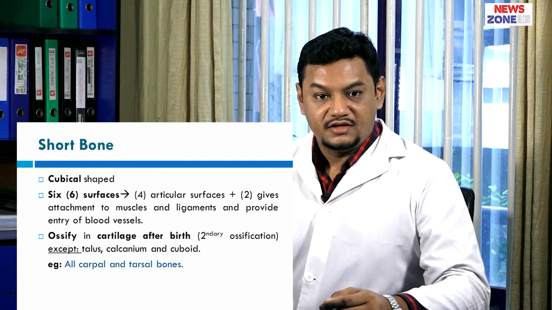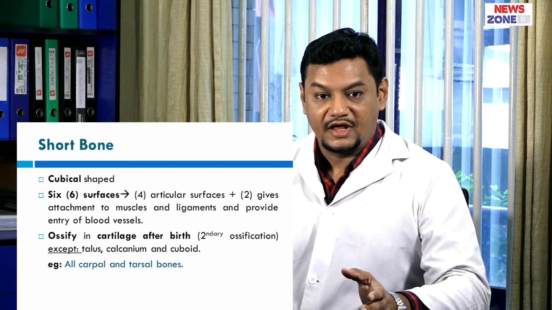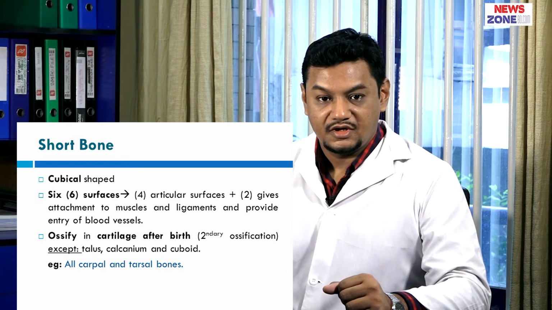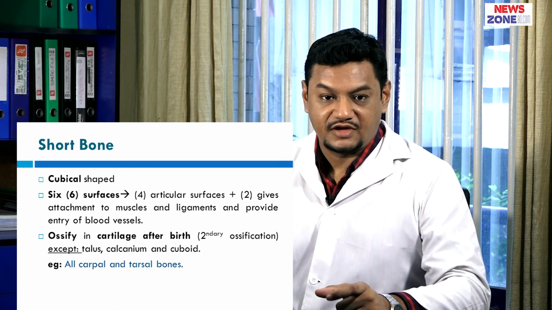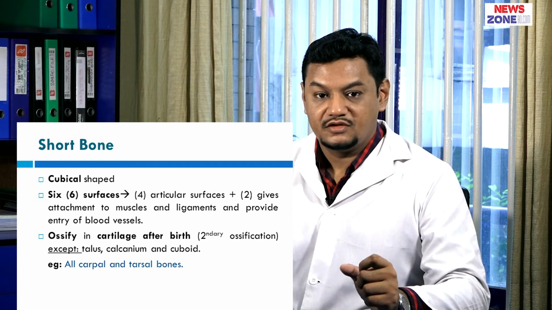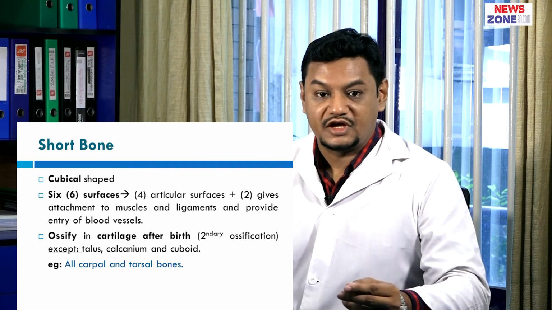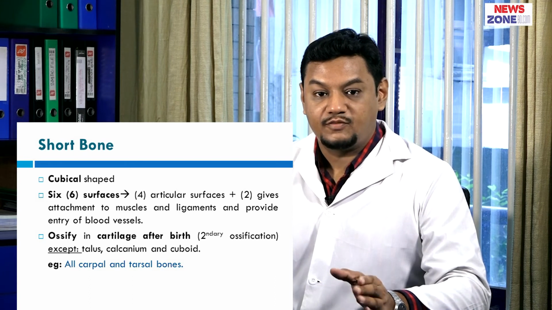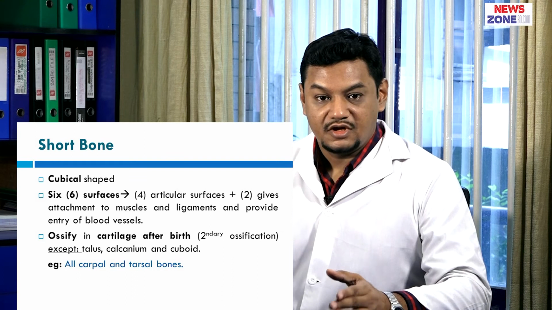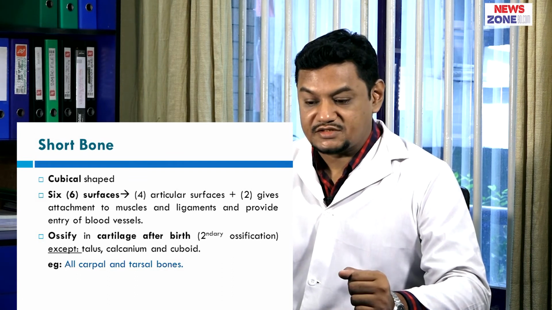Now let's start the short bone. These bones are short. They are cuboidal in shape. They have 6 surfaces. As it has 6 surfaces, 4 surfaces are articular. That means those surfaces are articulating with the other bones. At the same time, the 2 surfaces which are not articular provide attachment for the muscles, ligaments and the other soft tissues. And sometimes those surfaces provide the passage of the blood vessels.